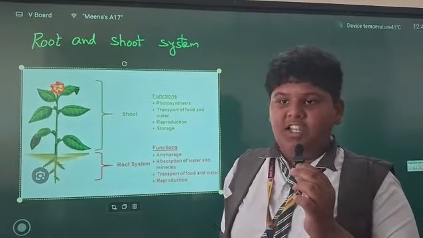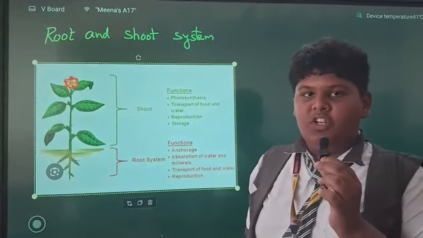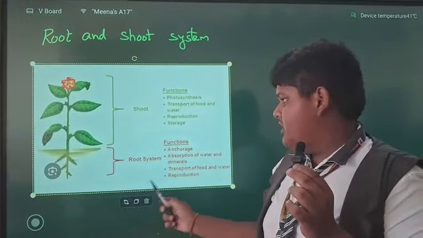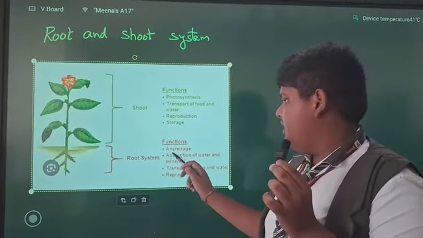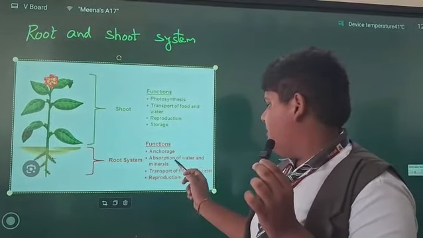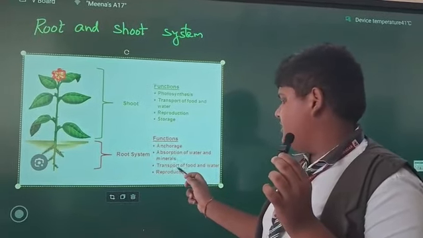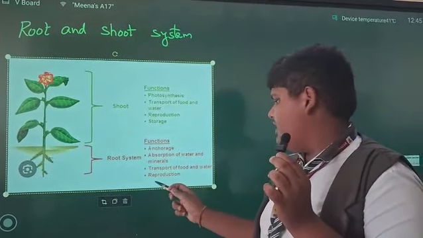The root system, a part of a plant that grows below the ground. It's called root system. The functions of the root system are absorbing of water and minerals, transporting of food and water, and reproduction.